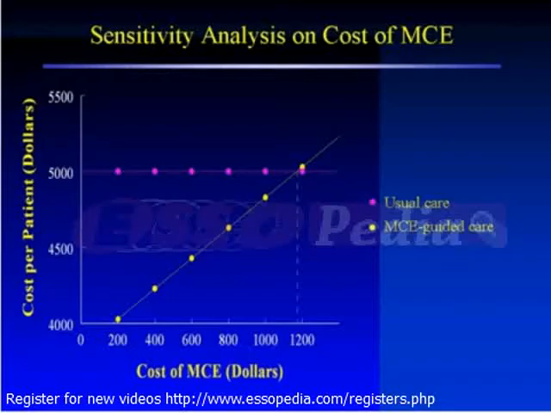We also performed a sensitivity analysis to see how high the cost of myocardial contrast echo would have to be before the contrast echo guided care strategy would be more expensive than usual care. As you can see, the cost of myocardial contrast echo would have to increase to more than $1,200 per study before contrast echo would become more expensive than the usual care approach.